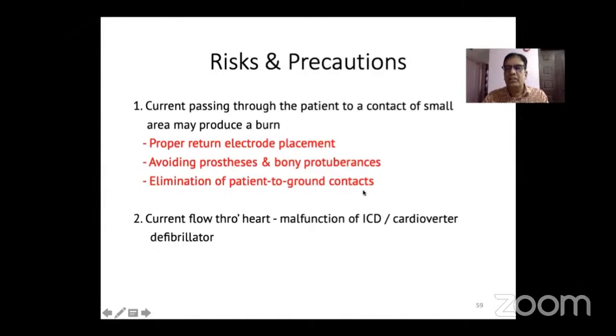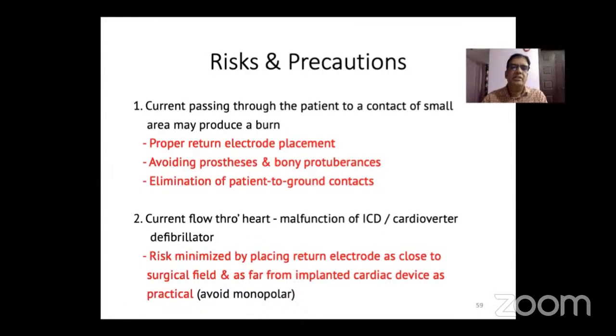For example, the lithotomy pole or exposed steel surfaces and other things. And with respect to protection of the ICD, the implantable cardioverter defibrillator, we can place the return electrode as close to the surgical field and as far away from the implanted cardiac device as practical.